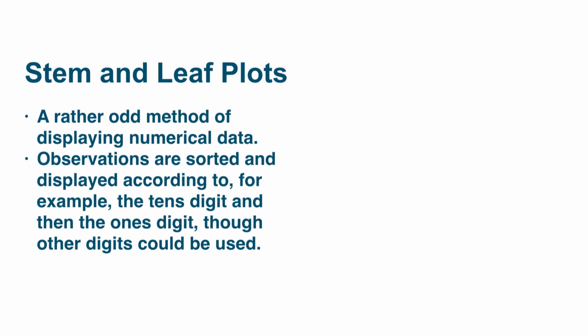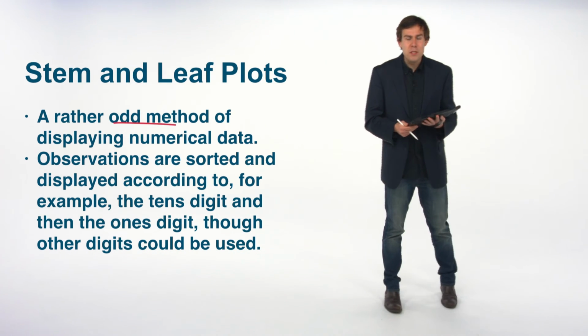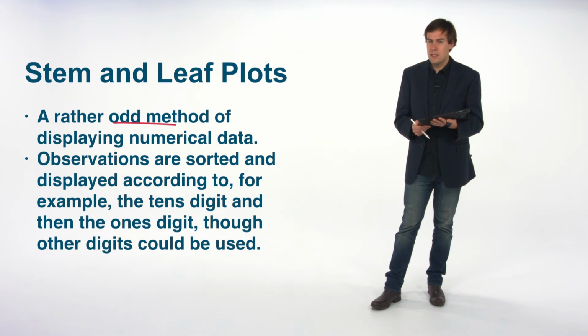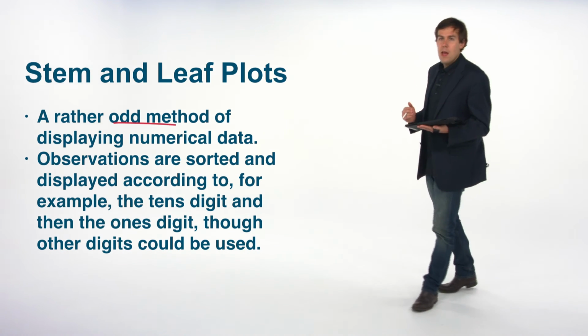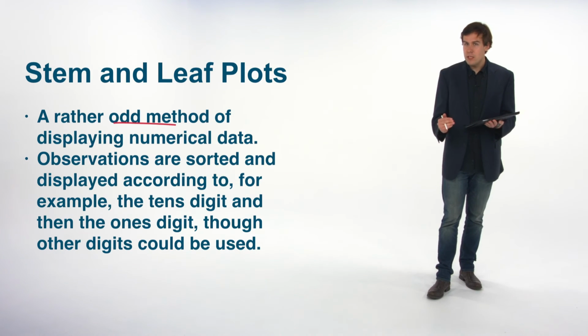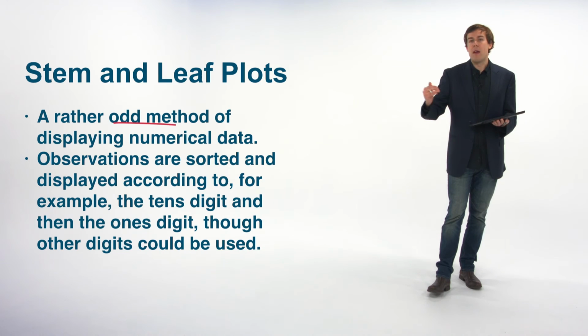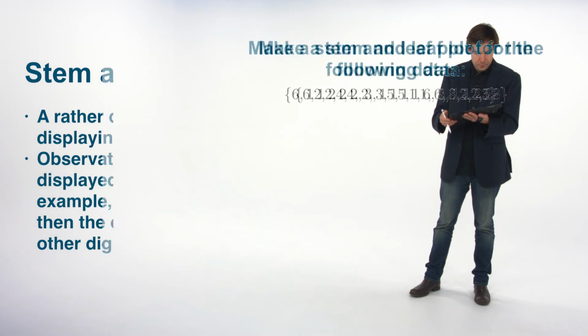The last type of graphical method I would like to look at is what's called a stem and leaf plot. I find this rather odd. I've never really used it personally, but it is something that could come up on the exam. Essentially what we do is we sort the data and organize it by first sorting by the tens or the hundreds digit, and then sorting by the tens or the ones digit. So I think this is best illustrated with an example.